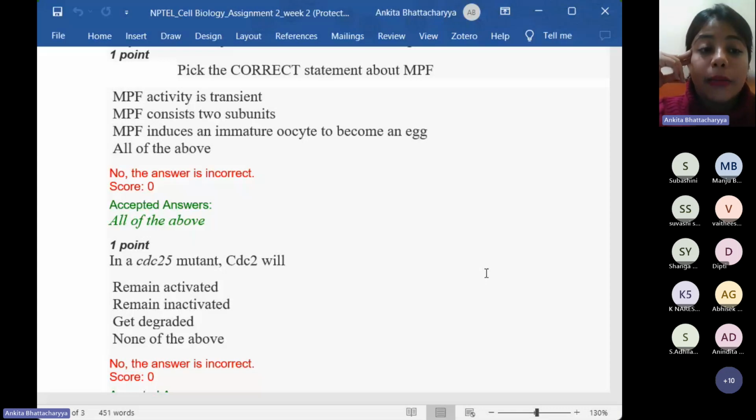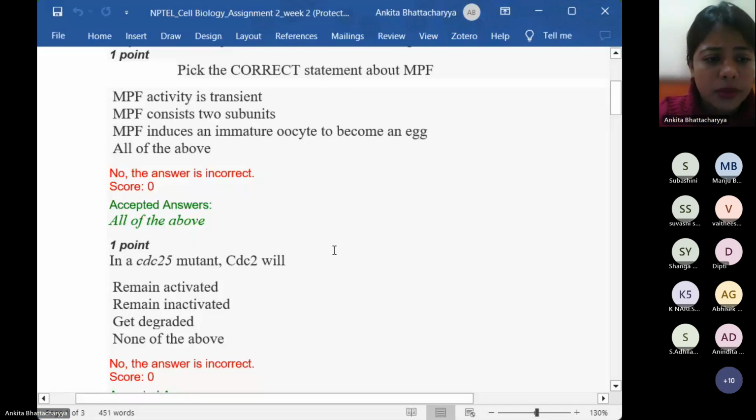The third point is that MPF induces an immature oocyte to become an egg. So it does so. We did not discuss this directly, but yes, that is what is promoting the maturation of an oocyte into an egg, and therefore the option D, which is all of the above, would be correct.